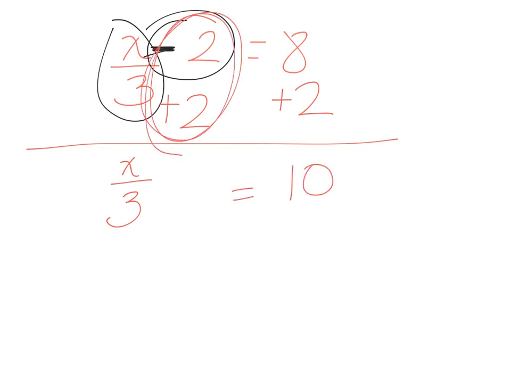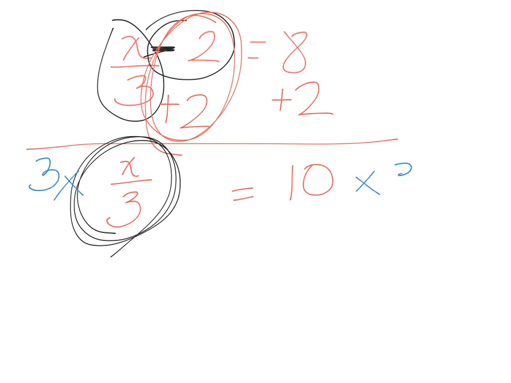Now, what's happening now? X is being divided by 3. So what's the opposite of dividing by 3? Multiplying by 3. So we're going to multiply 3 to both sides. So 3 divided by 3 is just 1. So we have 1x equals 30. And then we got to check our work. Remember to check your work, okay?